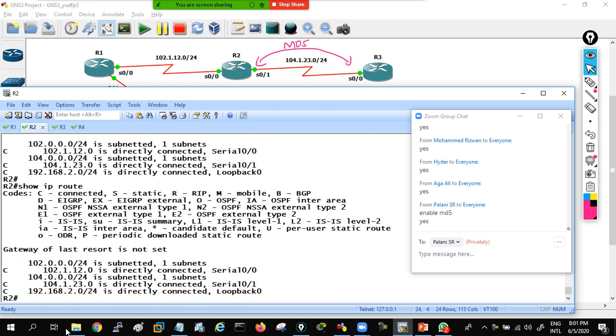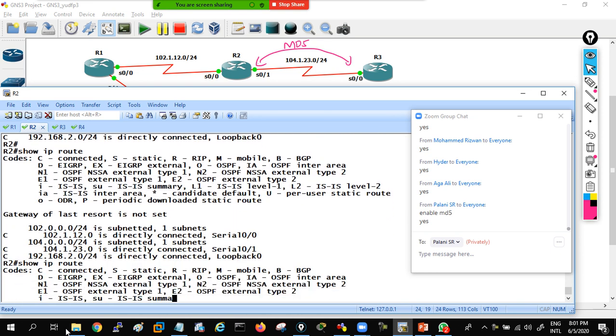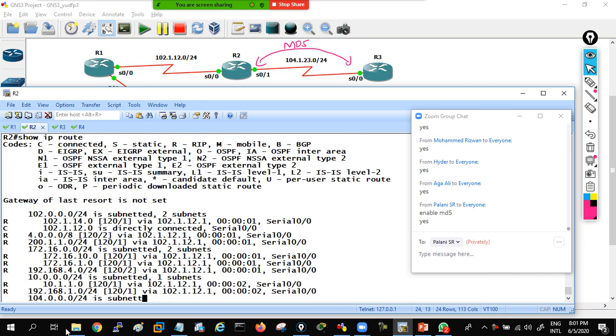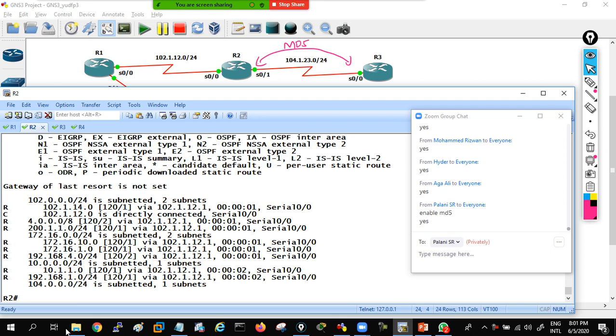What about between router 1 and router 2? Why are those routes not coming? It will come, don't worry. It's a slow convergence protocol. This is the slow convergence, Mr. Palani. Now you can see that I am able to see the routes from router 1 and router 4.